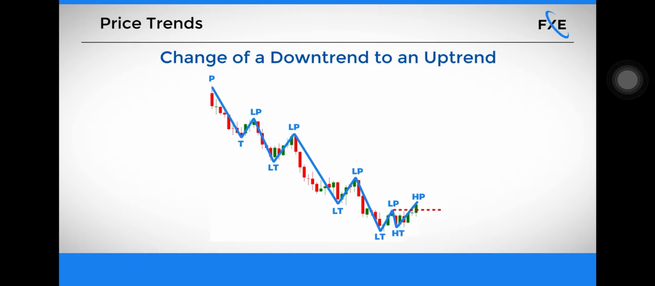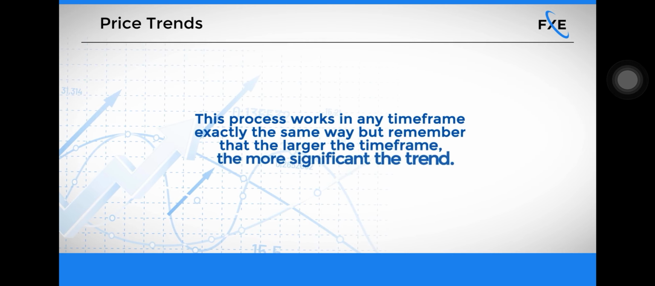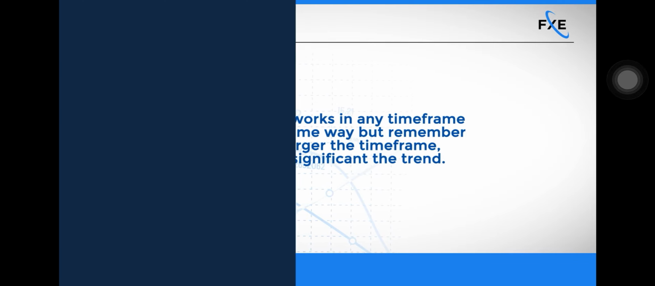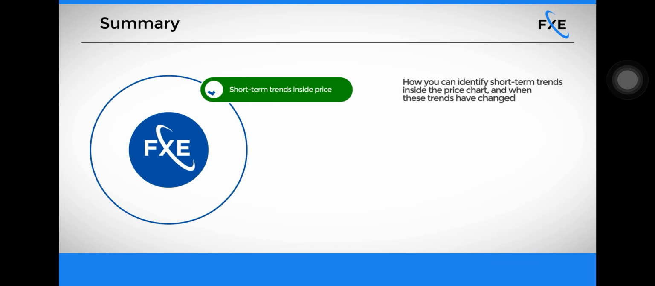without using a single external indicator, except for the most important one, the leading indicator known as price action. This process works in any time frame exactly the same way, but remember that the larger the time frame, the more significant the trend. In this lesson, we have learned how to identify short-term trends inside the price chart and when these trends have changed.